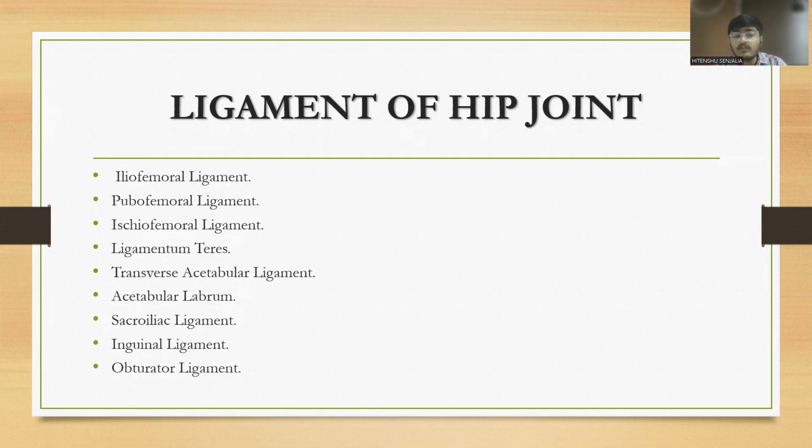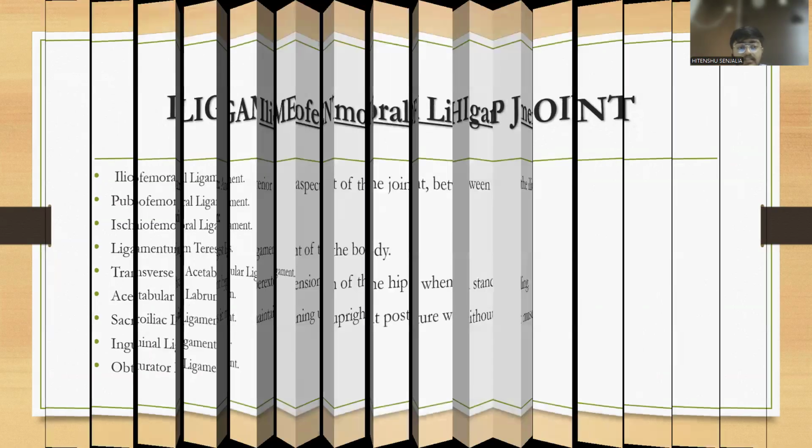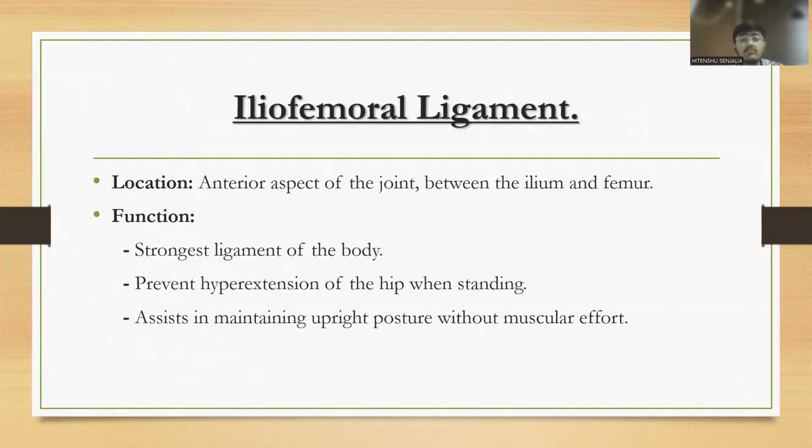The names of all the ligaments are iliofemoral ligament, pubofemoral ligament, ischiofemoral ligament, ligamentum teres, transverse acetabular ligament, acetabular labrum, sacroiliac ligament, inguinal ligament, and obturator ligament. These are the ligaments all around the hip joint.